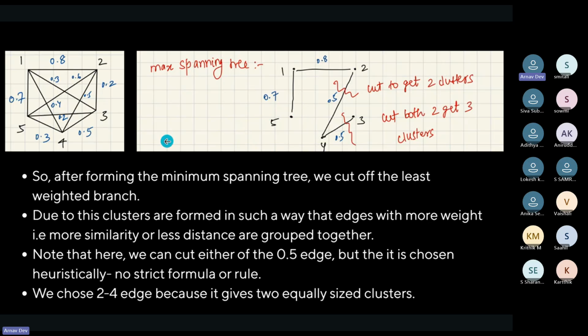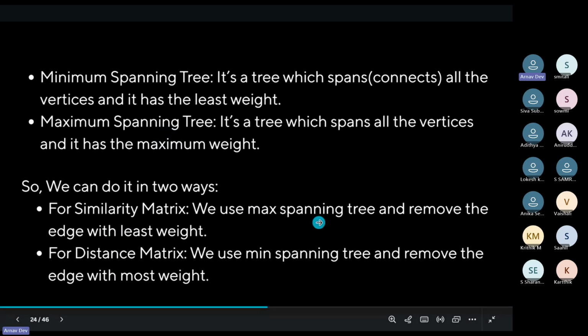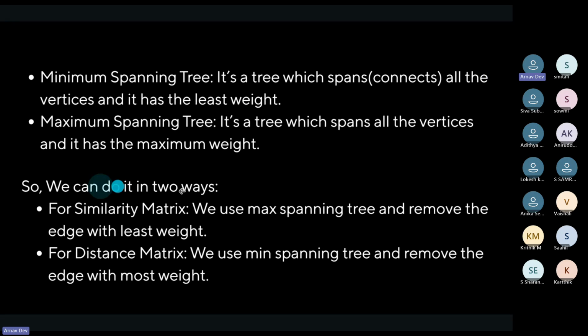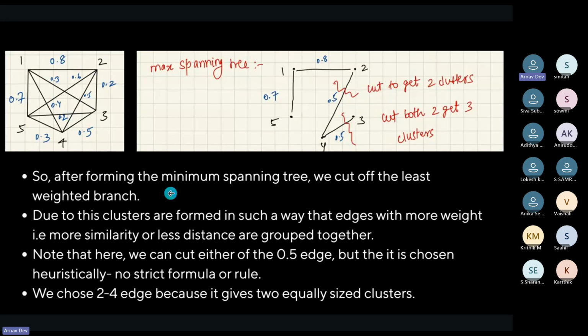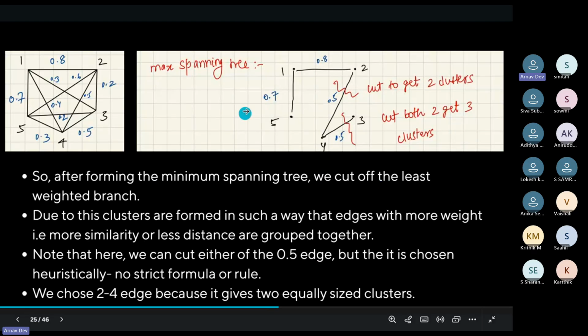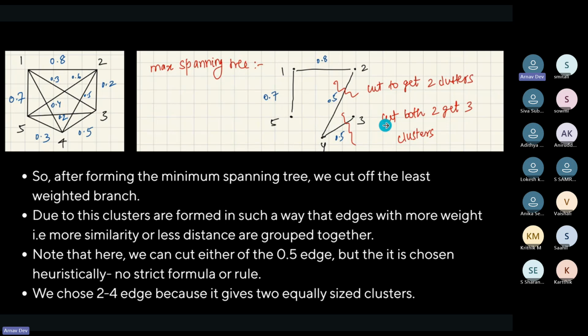So that's why if you're given the similarity matrix, you can go with the maximum spanning tree and remove the ones with the minimum weight. And for the distance matrix, you can just go with a minimum spanning tree and then remove the edges with the most weight. So this is how you form clusters using the maximum and minimum spanning tree.